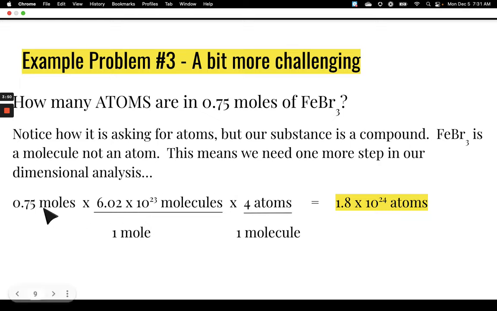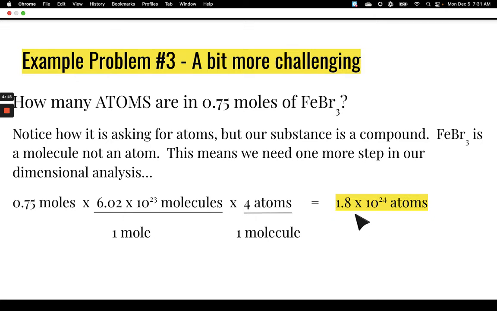So in this case, we have 0.75 moles, and we start with molecules because these are molecules. We have 0.75 moles of these molecules. Notice how moles cancel. That intermediate step will leave us with molecules. But we notice in 1 molecule of FeBr3, we have 1 iron and 3 bromine, or 4 atoms per molecule. So again, you have to multiply by 4. That'll cancel out molecules. You're left with atoms.